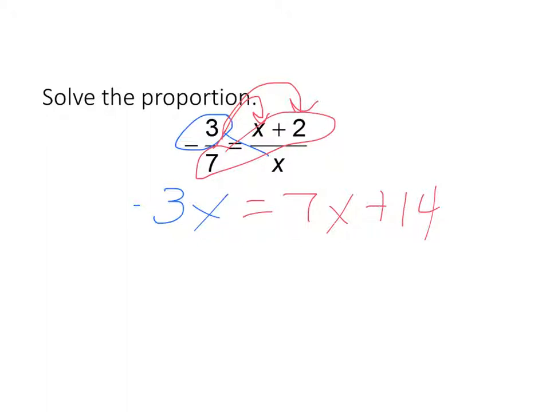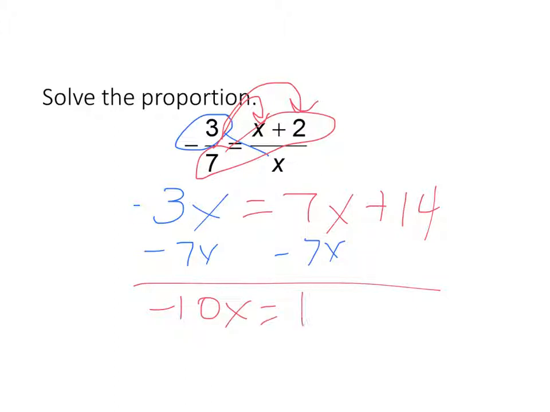Now we have to solve the problem. We've got to get our x to one side and our constant values to the other. So I'm going to go ahead and subtract 7x. Negative 3x minus the 7x is a negative 10x is equal to 14. Then I divide by negative 10. And x is equal to negative 1.4.